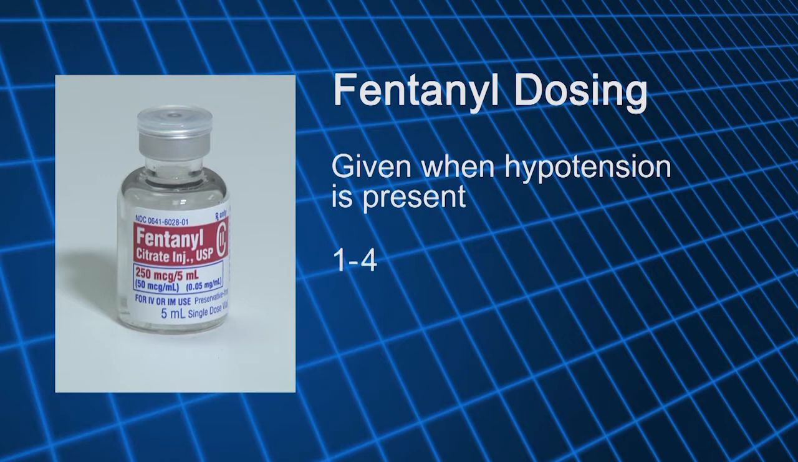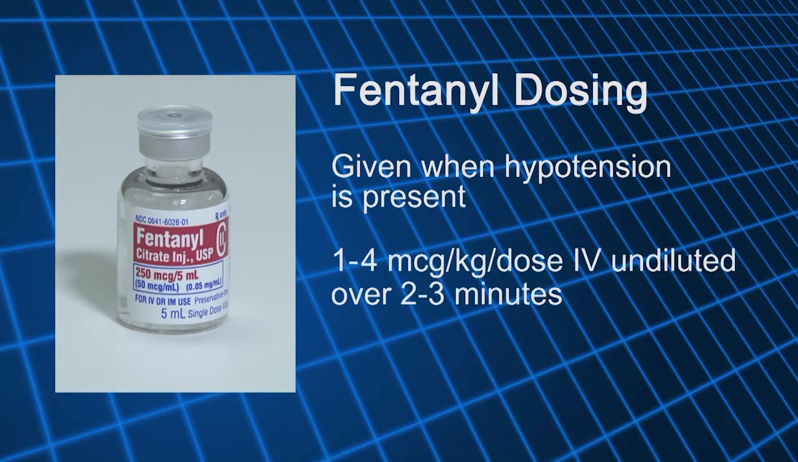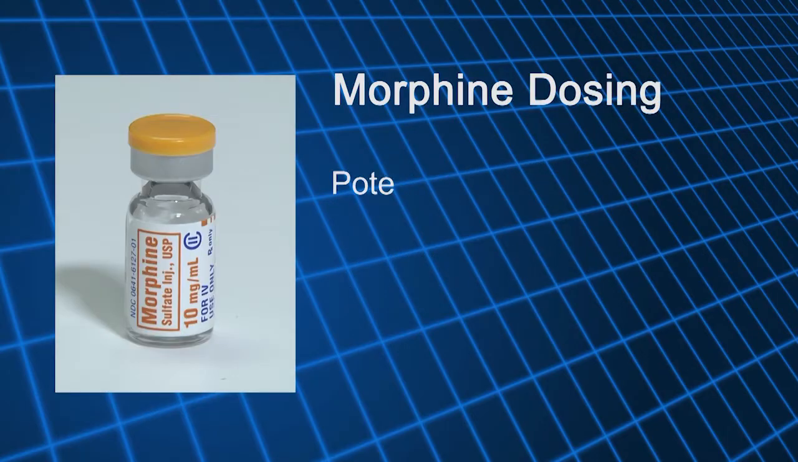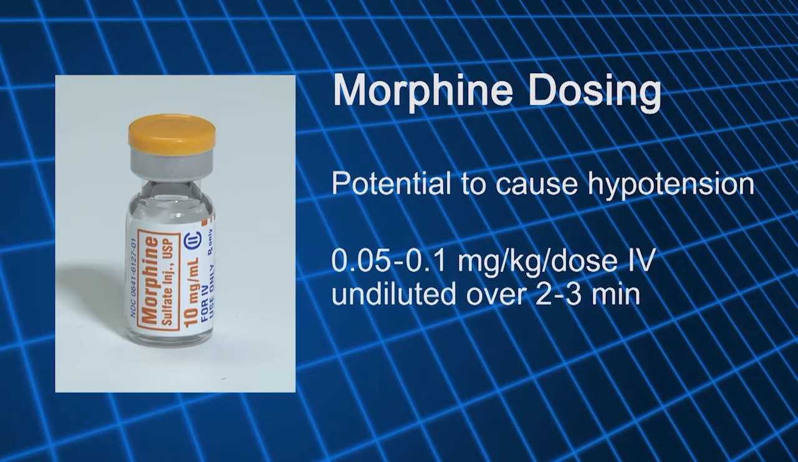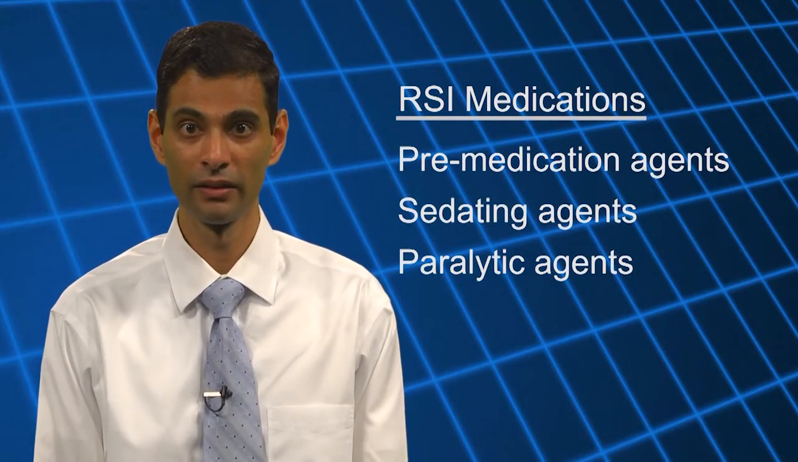To give a dose of fentanyl, use 1 to 4 micrograms per kilogram per dose IV, undiluted, over 2 to 3 minutes. Morphine is another agent to use, but it has the potential to cause hypotension in the patient. To give a dose of morphine, use 0.05 to 0.1 milligrams per kilogram per dose, IV, undiluted, over 2 to 3 minutes. Now let's discuss sedating agents.